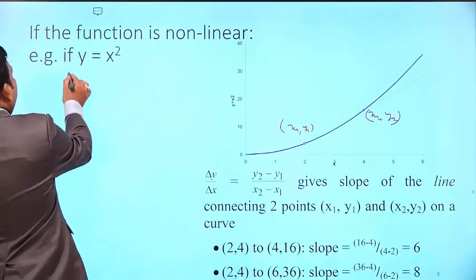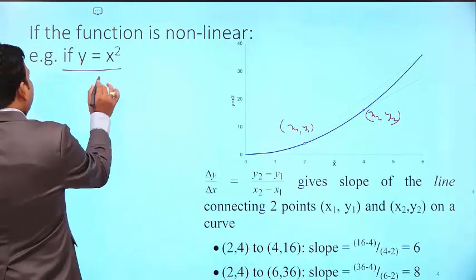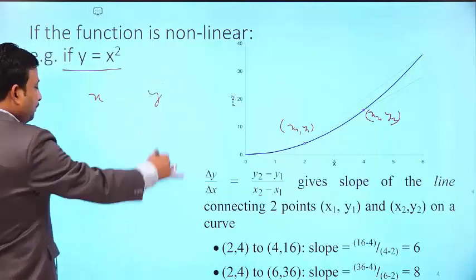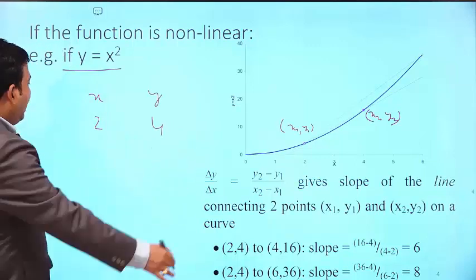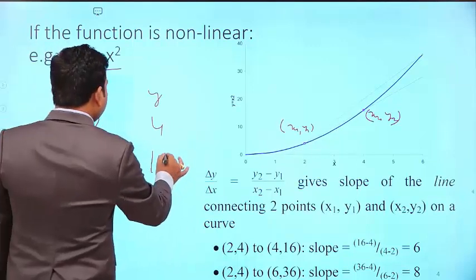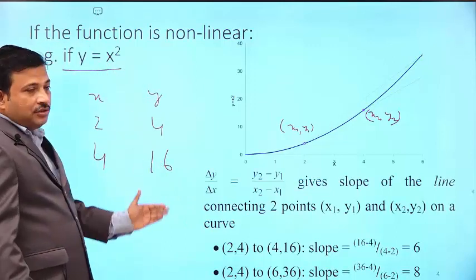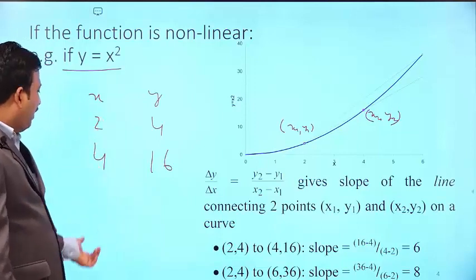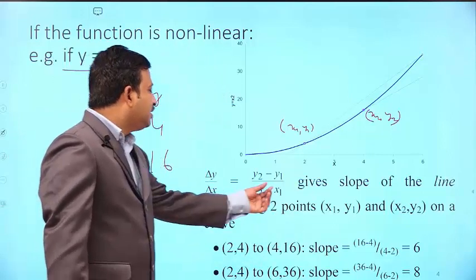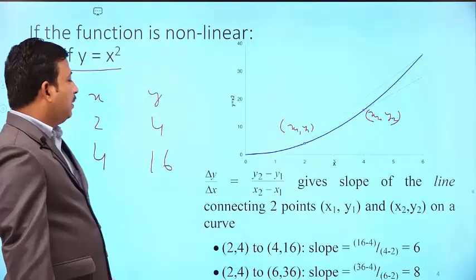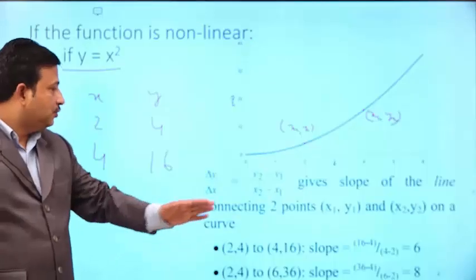If you consider y equal to x square, let us take this is your x and this is your y. If x is 2, then y is 4. And if x is 4, then y is how much? 16. So if you put different values of x, we get different values of y. If you take x1, y1 as 2, 4 and x2, y2 as 4, 16, then the slope is y2 minus y1 by x2 minus x1. So 16 minus 4 divided by 4 minus 2, that is nothing but 6.